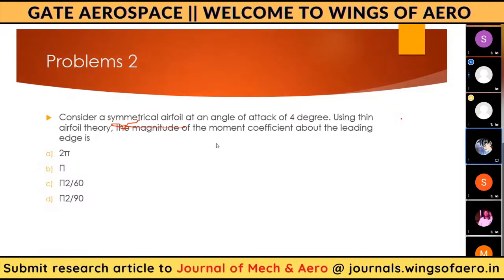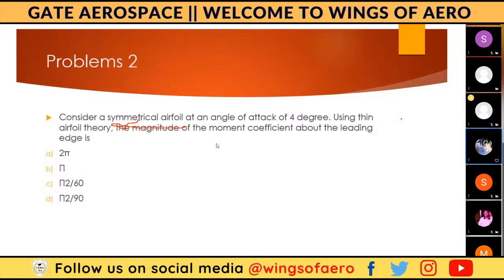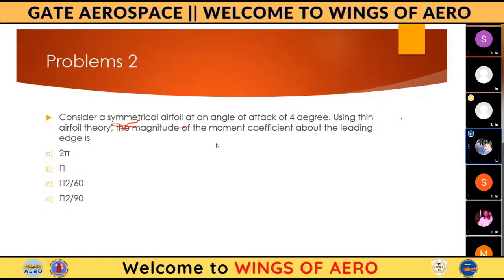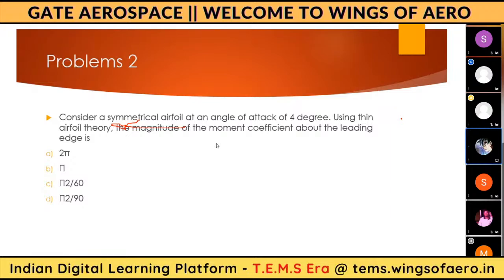So, the minus is coming, no, sir. The answer is absolutely the same, sir, with minus 0.1096. The magnitude is the same, but the minus sign is coming, sir. No problem, because they are asking only for the magnitude of the moment, no need for the direction. Only magnitude is asked.